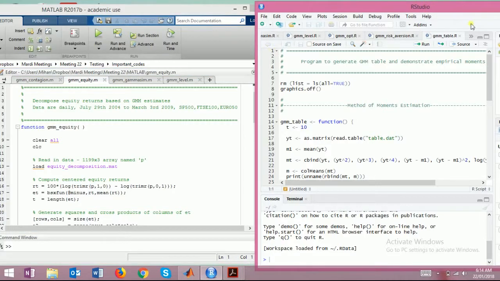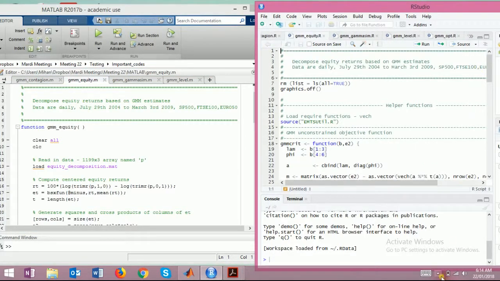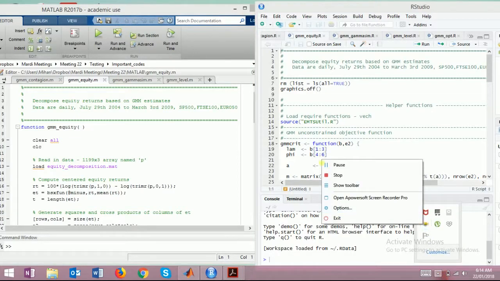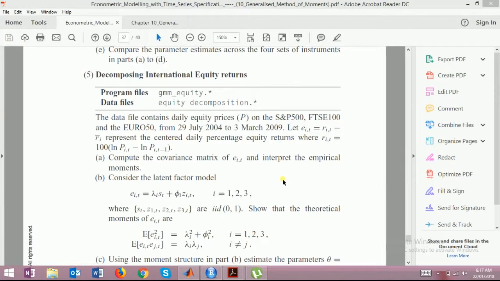GMM equity. We have here GMM equity. Okay, this time the problem at hand is quite interesting, very much similar to my research area.